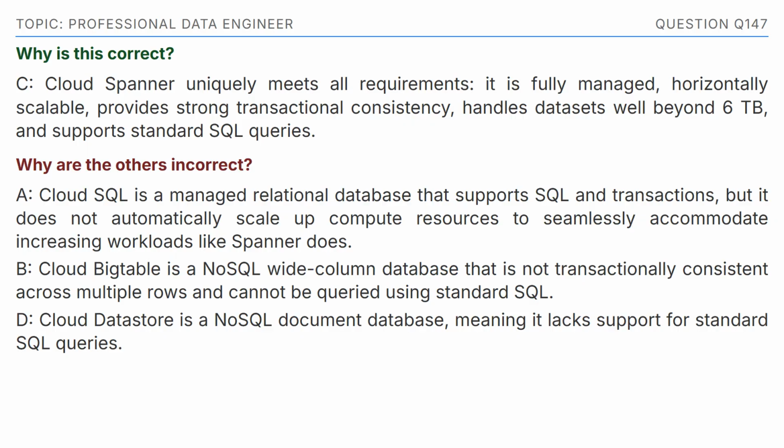A. Cloud SQL is a managed relational database that supports SQL and transactions, but it does not automatically scale up compute resources to seamlessly accommodate increasing workloads like Spanner does. B. Cloud Bigtable is a NoSQL wide-column database that is not transactionally consistent across multiple rows and cannot be queried using standard SQL. D. Cloud Datastore is a NoSQL document database, meaning it lacks support for standard SQL queries.